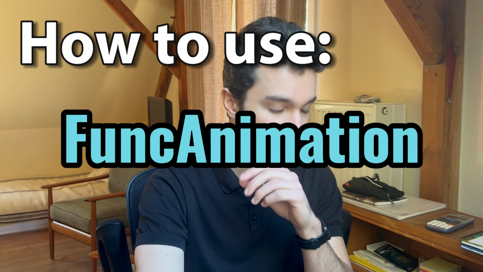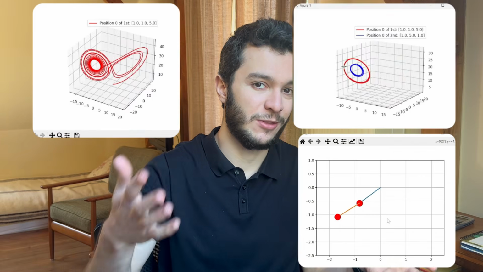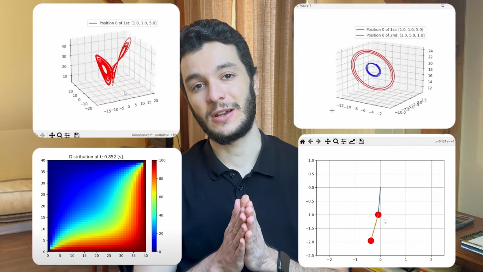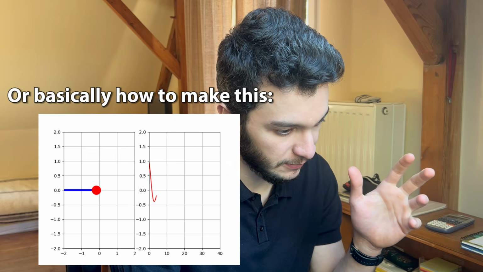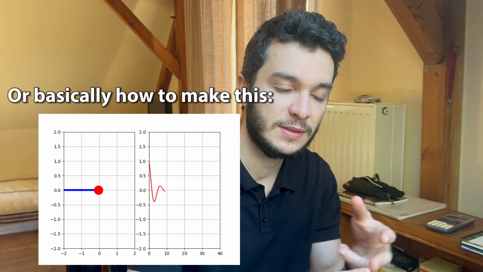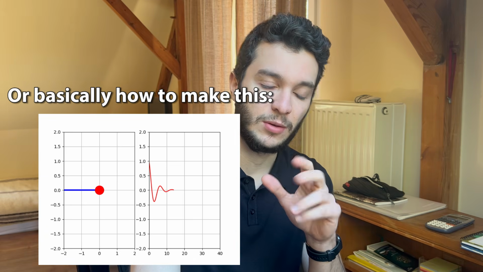In this video, I will teach you how to use the FuncAnimation in Python. It is a function that is often used to make simulations and animations in Python. For example, this one, this one, this one, and this one. These are actually all examples I treated already on my channel. But in this video, I will focus solely on this FuncAnimation right here: how you can use it, its arguments, and basically everything you need to know about it.